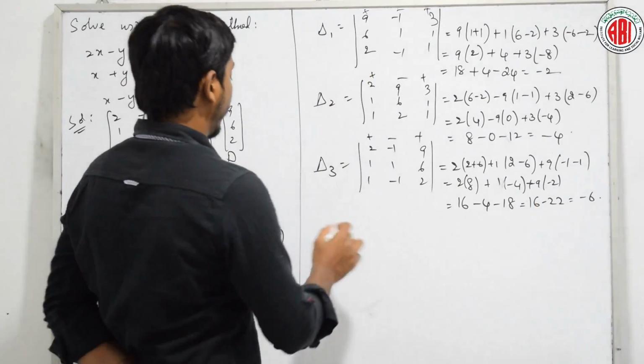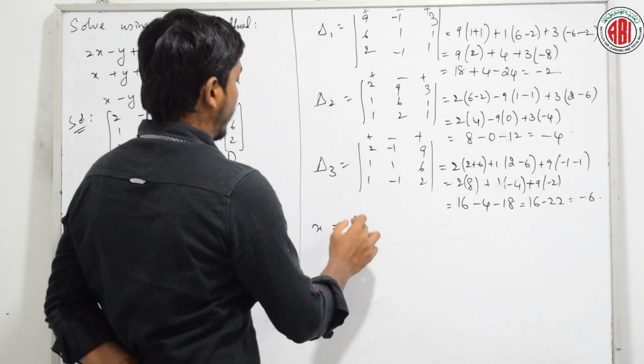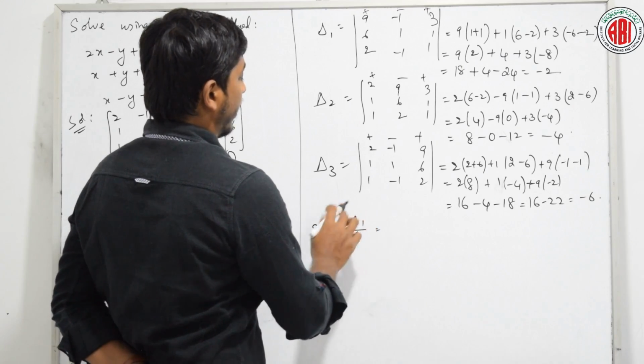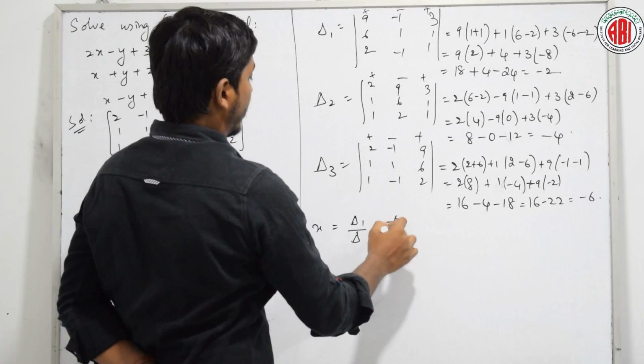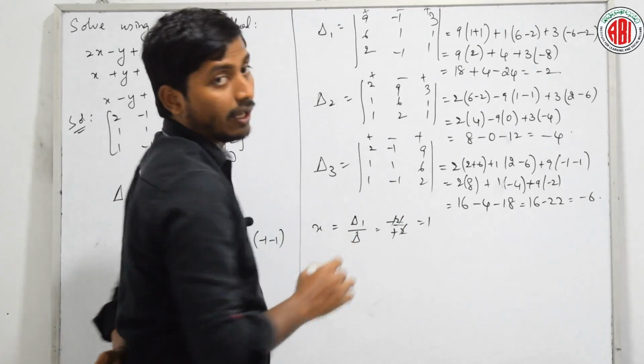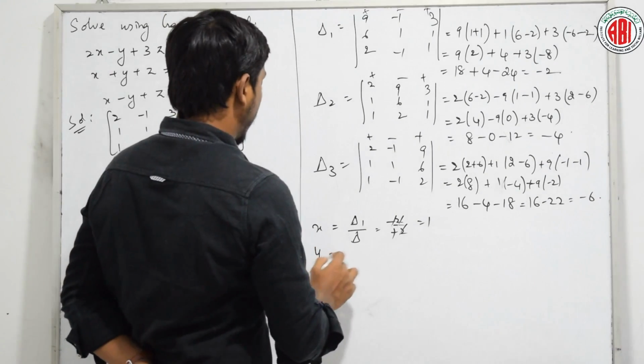Okay. Then I have to find the values of x. What is the formula of x? Delta 1 by delta. What is delta 1? Minus 2. What is delta? Minus 2. Minus minus cancel, x is 1. Okay. And the next, what is y?